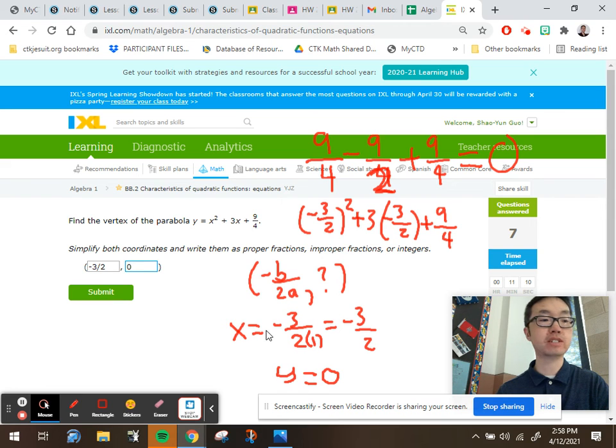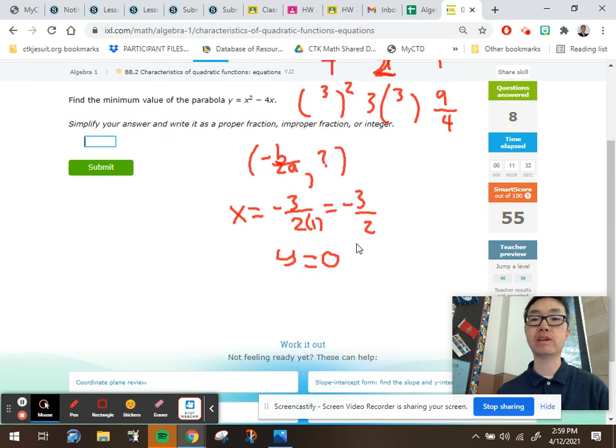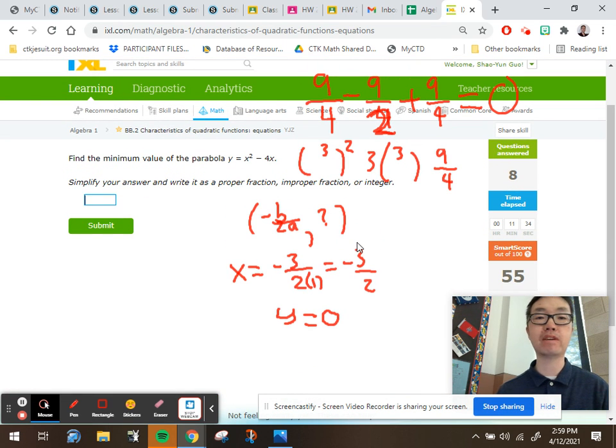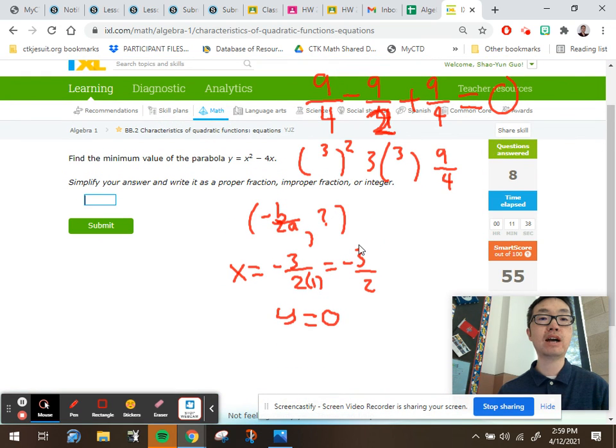Just to review before I submit it, to find the x value of a vertex, you do negative b over 2a. b is 3, a is 1, so you get negative 3/2. After you get the negative 3/2, substitute it back into the equation, and you'll find what the y value is. Hopefully this works. Fingers crossed. Boom. All right, so 8 problems. I missed one, and I'm at 55. So hopefully that gives you insights into how to find characteristics of quadratic functions with equations.